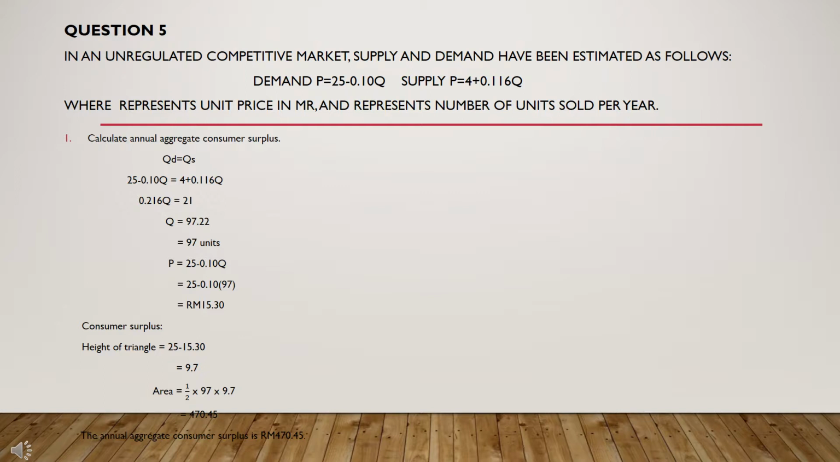Okay, to calculate the consumer surplus, we use the formula for the area of a triangle, so half times the base times the height. Here for the consumer surplus, the area is half times 97 units for the base, and the height of the triangle we must find first, which is the demand intercept given in the demand function, which is 25, minus the equilibrium price of 50 ringgit and 30 cents, and we get 9.7 for the height of the triangle. So we multiply in the formula, and we get 470.45 for the area. So the annual aggregate consumer surplus is 470 ringgit and 45 cent.